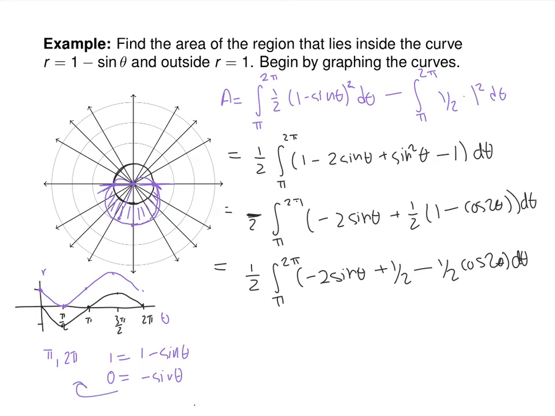And now we can antidifferentiate. Well, the antiderivative of negative 2 sine theta is 2 cosine theta. Antiderivative of 1/2 is 1/2 theta. The antiderivative of cosine of 2 theta is 1/2 sine 2 theta, multiplied by the other 1/2 gives us 1/4.